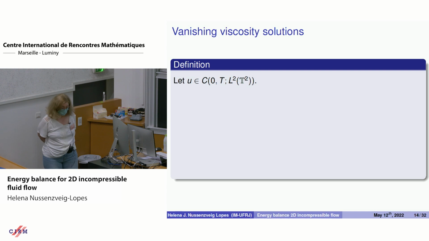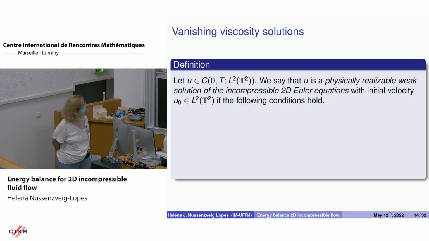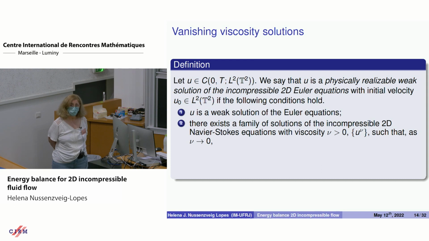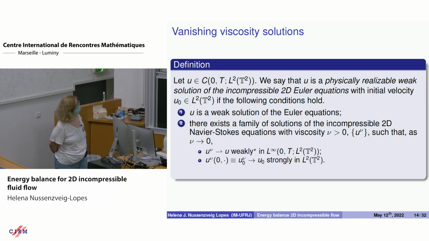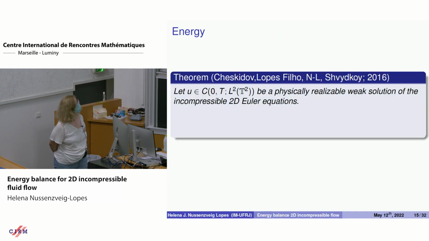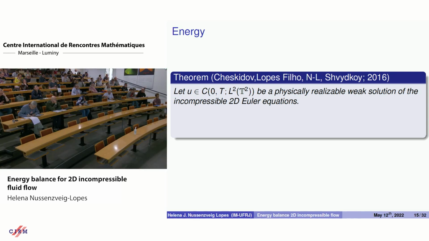So then we started looking at vanishing viscosity solutions. And we introduced the notion of physically realizable weak solutions, which are simply those weak solutions of Euler which are some kind of weak limit of vanishing viscosity. The actual family which realizes this is called a physical realization. And with this, we managed to prove the following theorem. And this is a fairly old theorem at this stage.